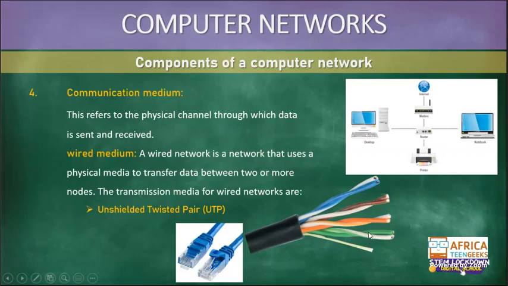There are 8 cables, 4 pairs, right? So they are twisted. There is a reason why they are twisted. We will deal with that one a little bit later. And for these ones to be connected to the computer, to the network card, you need what we call RJ45 connectors. These are the RJ45 connectors.